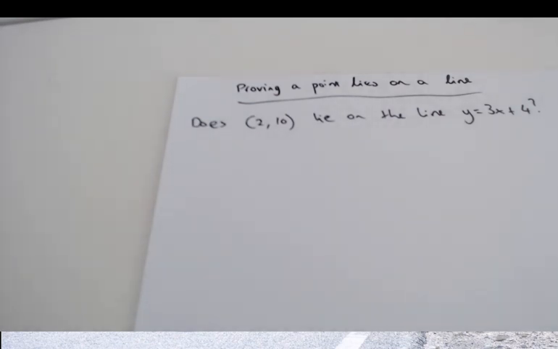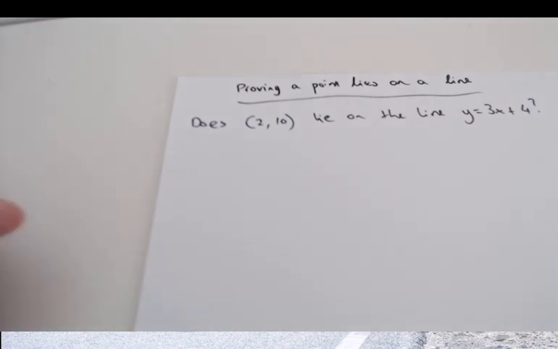For today's lesson, a couple of small things that I need to remind you or teach you about, and then we'll try and put everything together and look at answering some tougher exam style questions. So the first thing I want to remind you of how to do, or teach you how to do, is prove that a point lies on a line. So I want to know, does the point (2,10) lie on the line with equation y = 3x + 4?